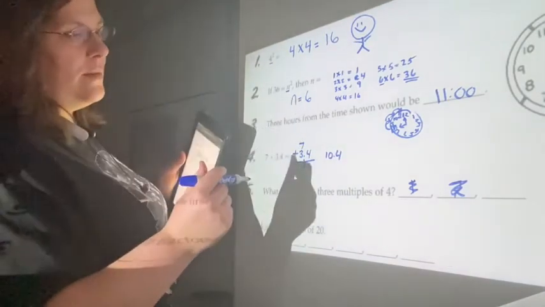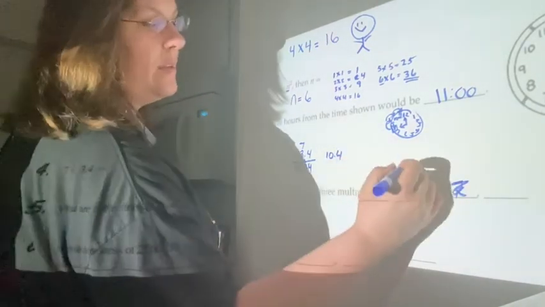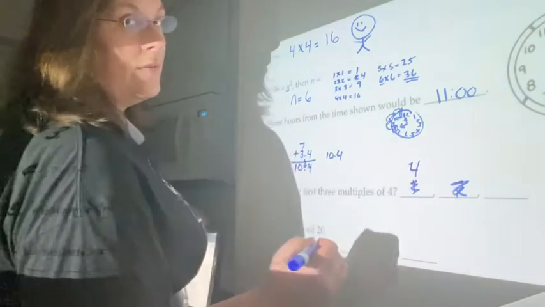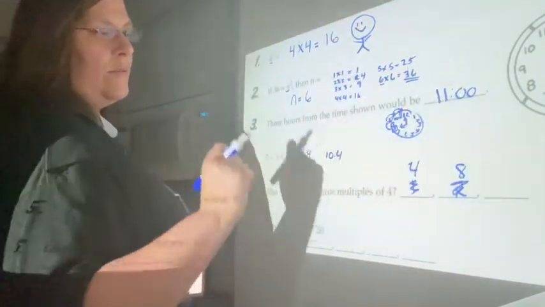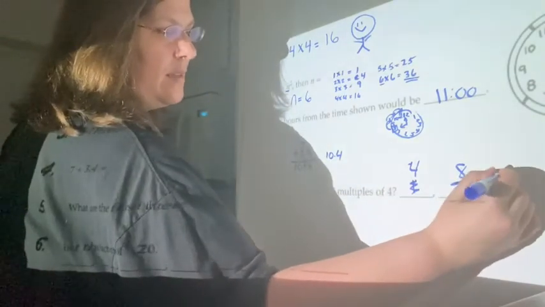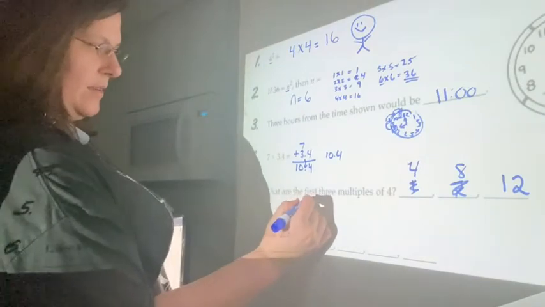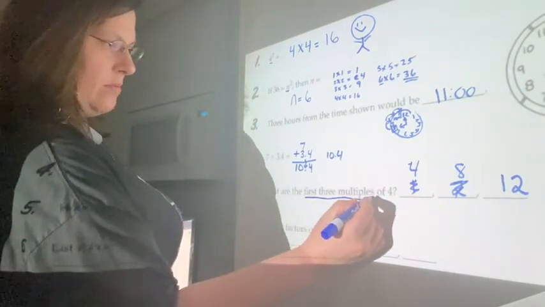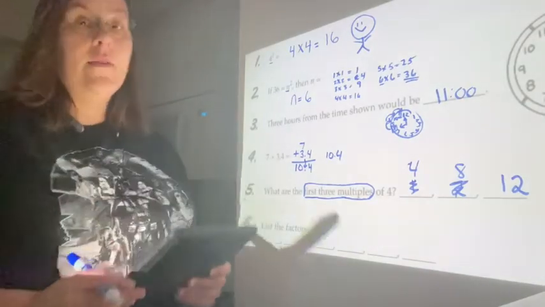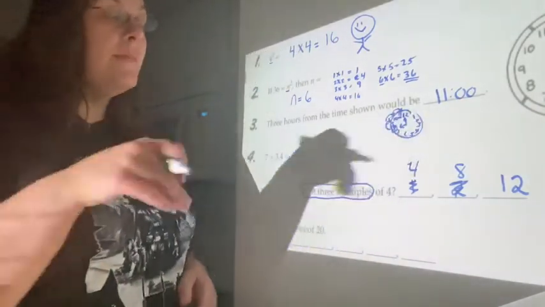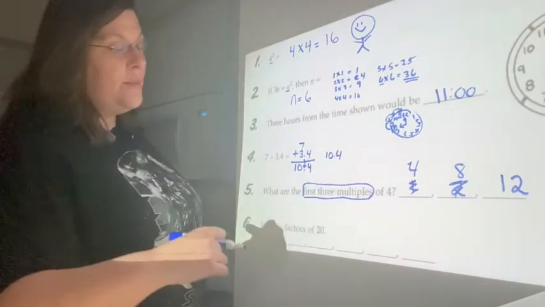I think what they want are, ready? Multiples, 4 times 1 is 4. 4 times 2 is 8. And 4 times 3 is 12. First 3 multiples. I think we're right. And if we're not right, just text me, let me know. I believe I'm right. That doesn't mean I am actually right, but it could be wrong.